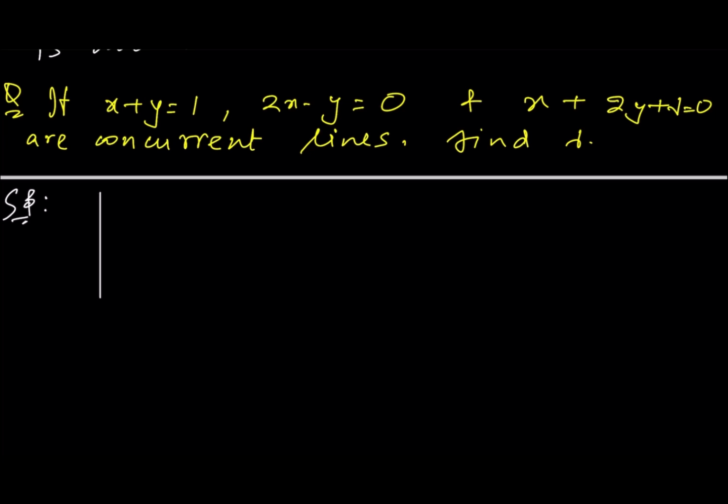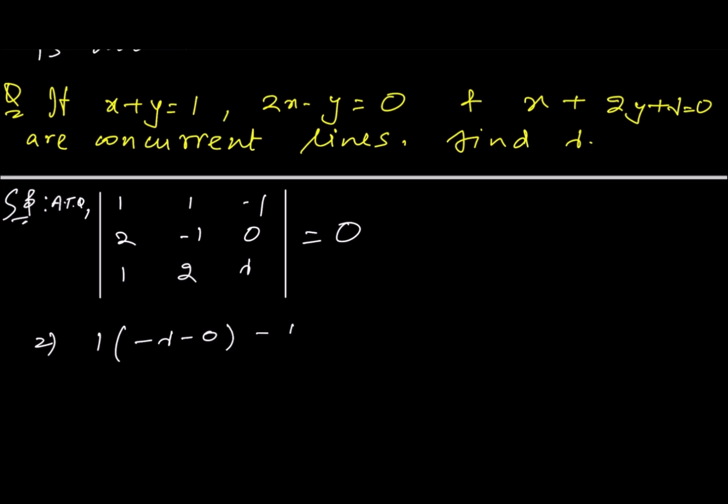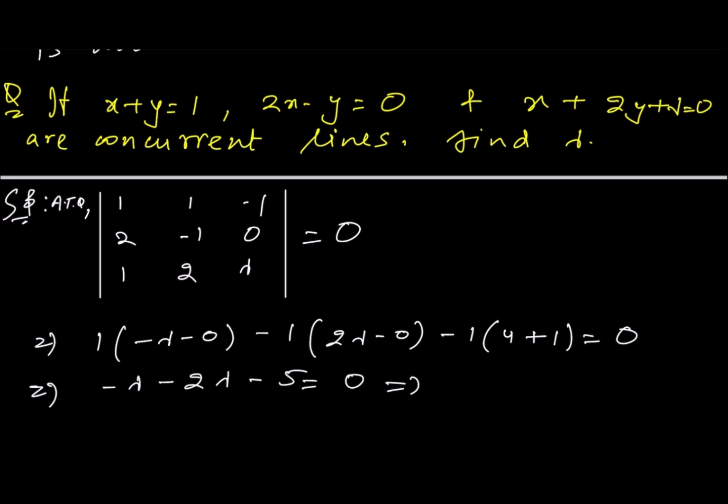That is, according to the question, the determinant of 1, 1, minus 1, 2, minus 1, 0, 1, 2, lambda is equal to 0, or 1 into minus lambda minus 0, minus 1 into 2 lambda minus 0, plus 1 into minus 1 into 4 plus 1 is equal to 0, or minus lambda minus 2 lambda minus 5 is equal to 0. It means lambda is equal to minus 5 by 3.